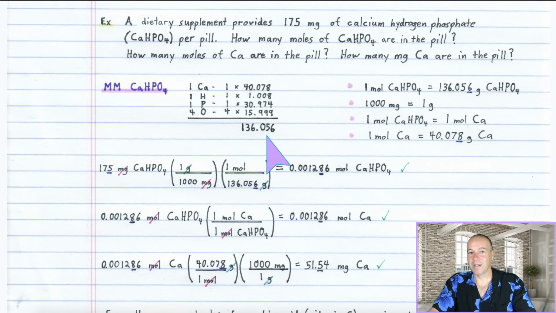Now this number tells us how heavy a formula unit is, and it also tells us how heavy a mole is. And so we'll use the molar interpretation. 1 mole of CaHPO4 equals 136.056 grams. Now, since we're starting with milligrams, we're also going to need the conversion between milligrams and grams. Okay, so if we start with milligrams, we can go from milligrams to grams using the milligram to gram conversion, and then we can go from grams to moles using the molar mass conversion.